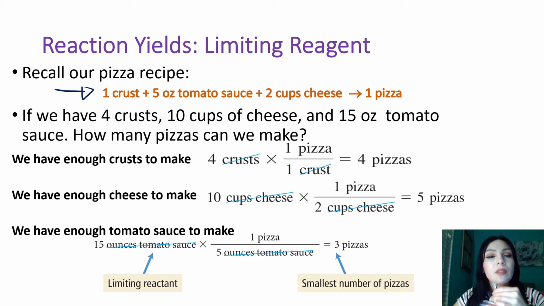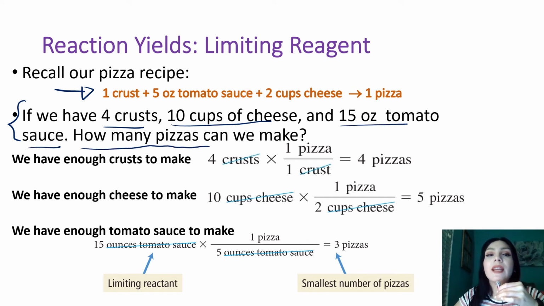So in order to further illustrate this concept to you, I want to bring back our pizza recipe. And let's say in the fridge, for some reason, you had a bunch of ingredients to make a ton of pizzas. You have 4 crusts, 10 cups of cheese, and 15 ounces of tomato sauce. And you want to determine the max amount of pizzas. You want to maximize all the food you can possibly make from this. So you're trying to figure out how many pizzas we can make.